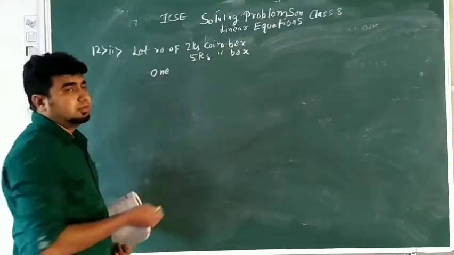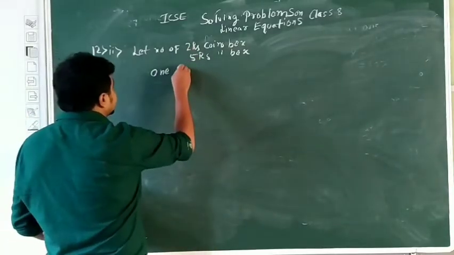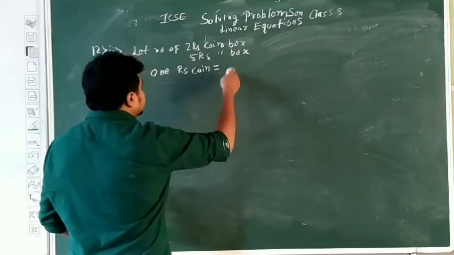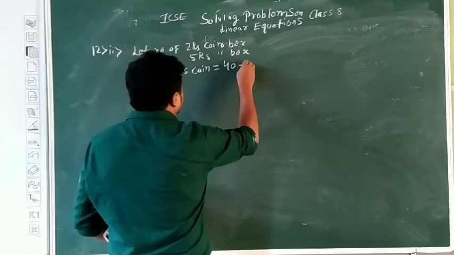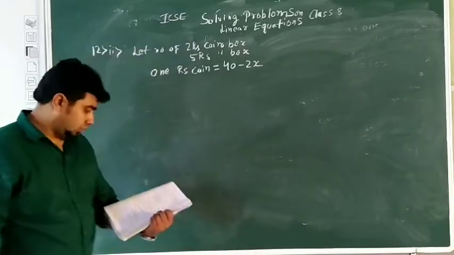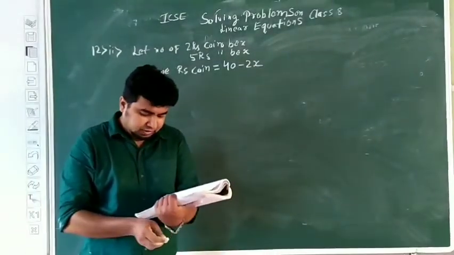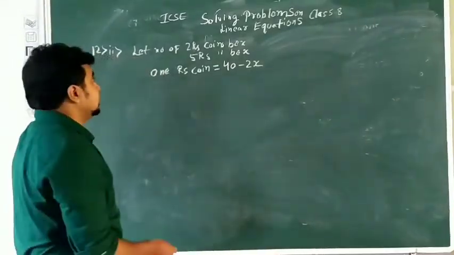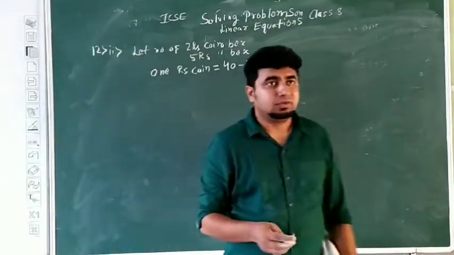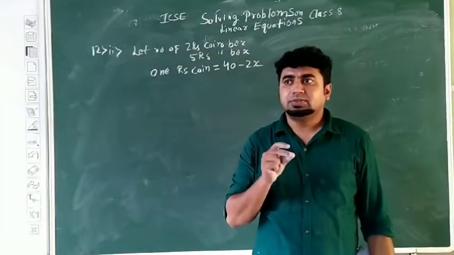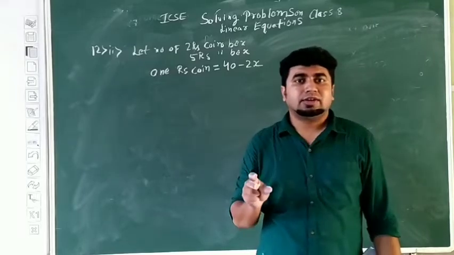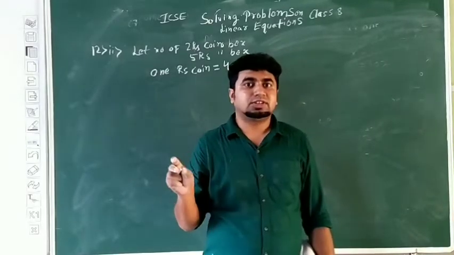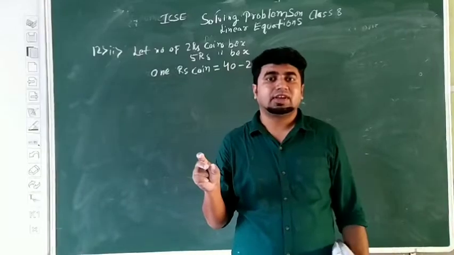I will be subtracting both these cases. 1 rupee coins is equal to 40 minus 2x. This is the number of 1 rupee coins. So from here, their value is 120 rupees. If I am multiplying, suppose I have 10 5 rupees coins, their value will be 5 into 10, which is 50 rupees. If I have 15 2 rupees coins, 2 into 15 is 30. So the total value I have is 50 plus 30, which is 80.